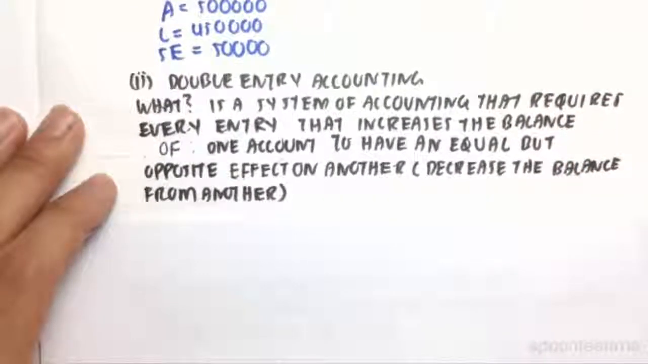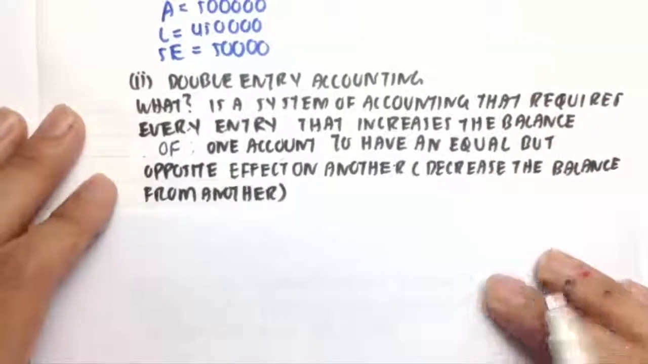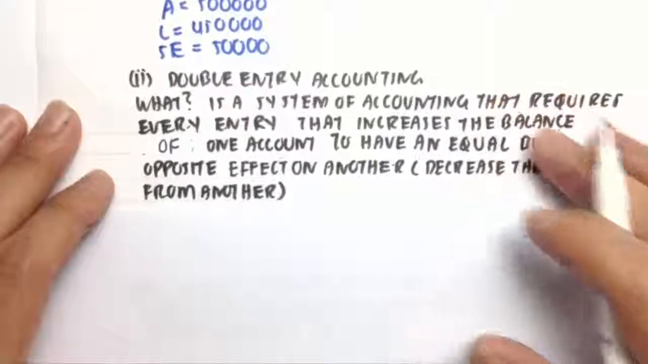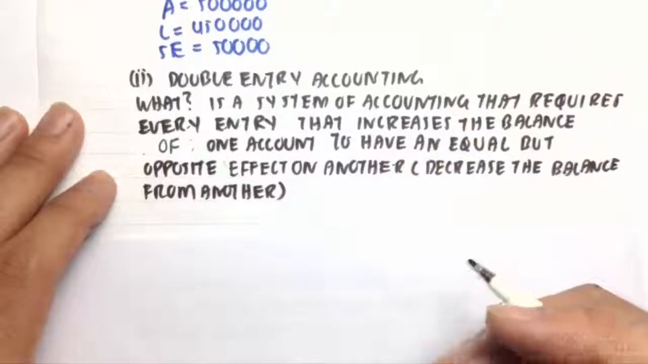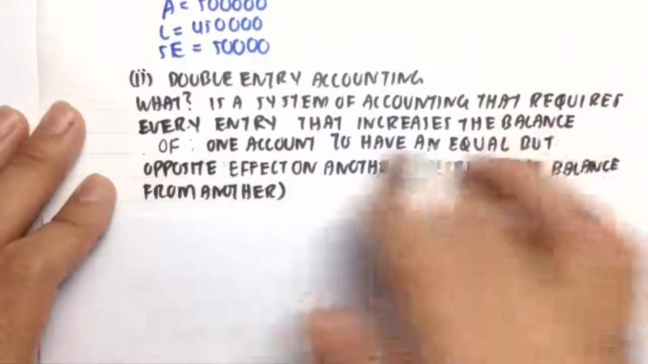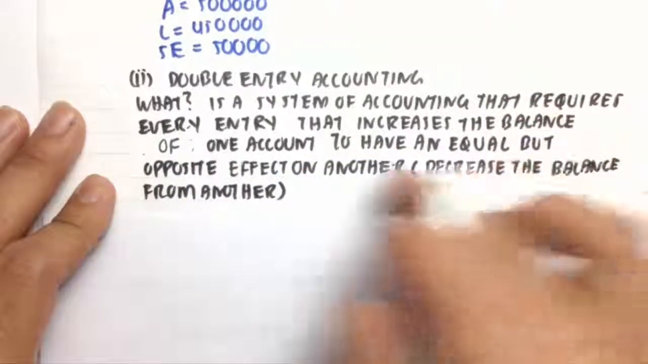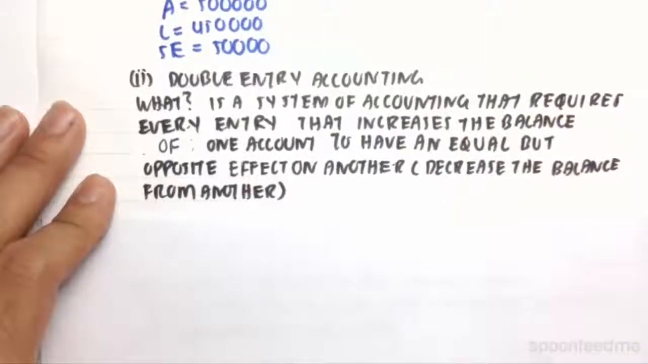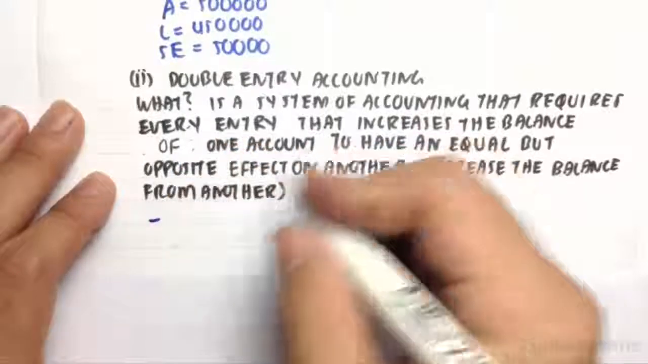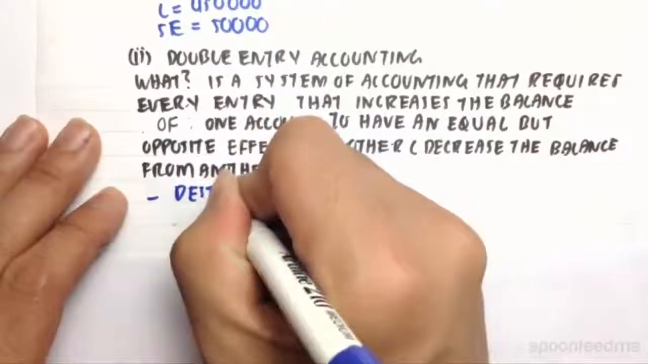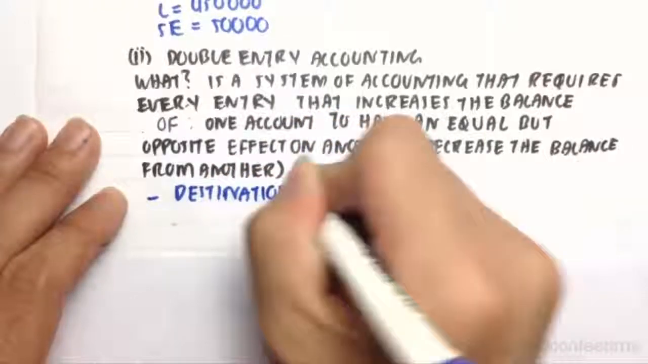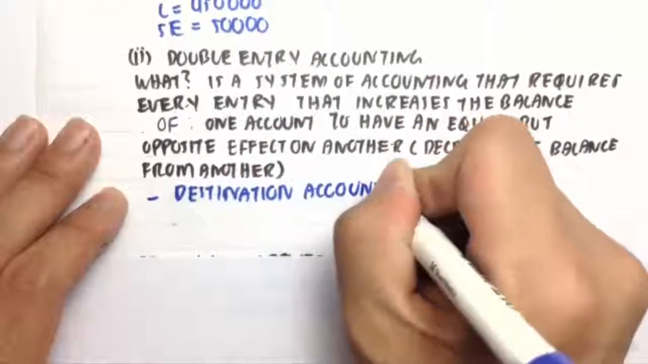So now we move on to double entry accounting. So what is double entry accounting? It's a system of accounting that requires every entry of the journal entries that increase the balance of one account to have an equal but opposite effect on another account. In other words, to decrease the balance from the other account. So if we think of it as a destination account and an origin account.